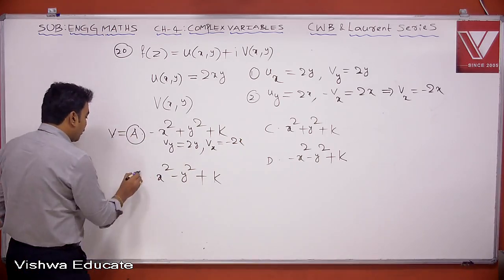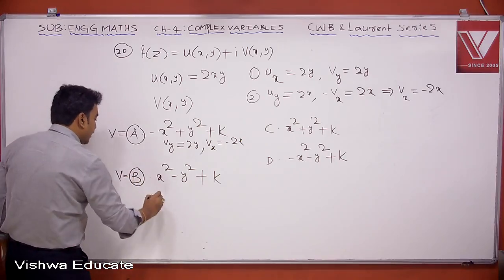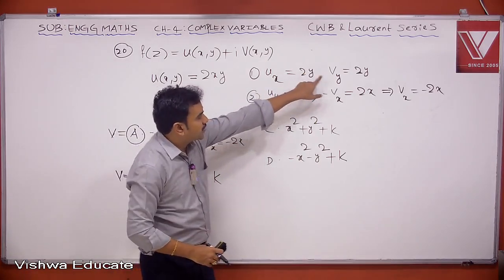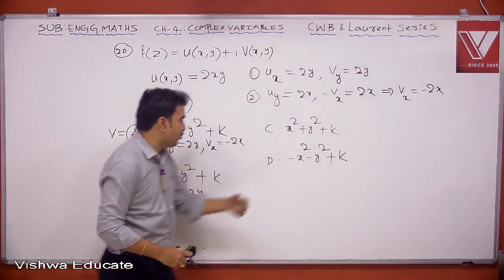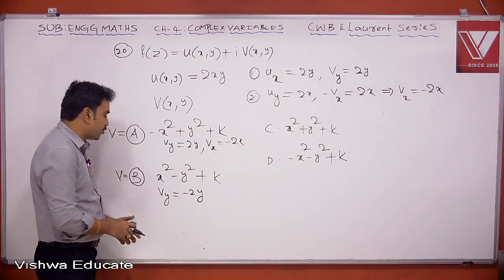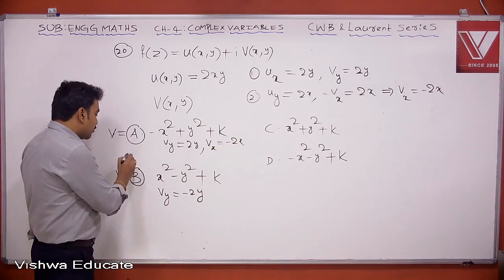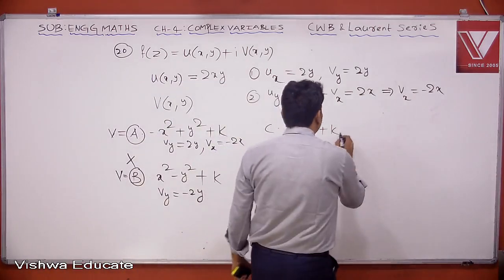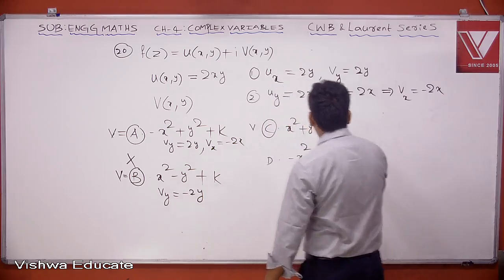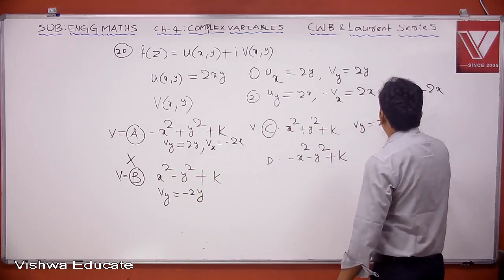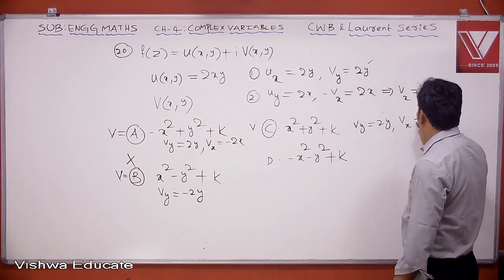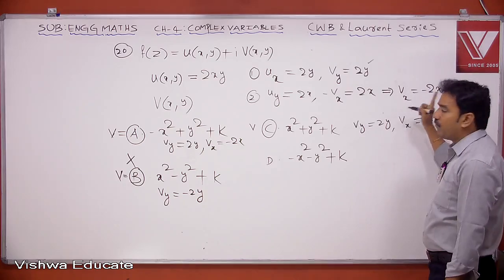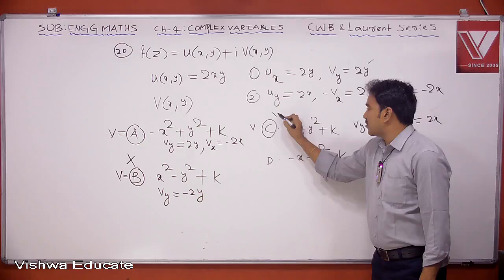Now come to B. Suppose this is v, then what is vy in this case? Minus 2y. But according to the first CR equation, ux and vy must be equal, so vy must be 2y. But in the second option, vy is minus 2y. So the first CR equation failed, and when it failed, you can eliminate this option. Now come to C. Suppose it is v. Now you can see here vy is 2y, so it is verified. So go for vx. In this case, vx is 2x. But vx must be minus 2x. So it failed the first CR equation if it is v.